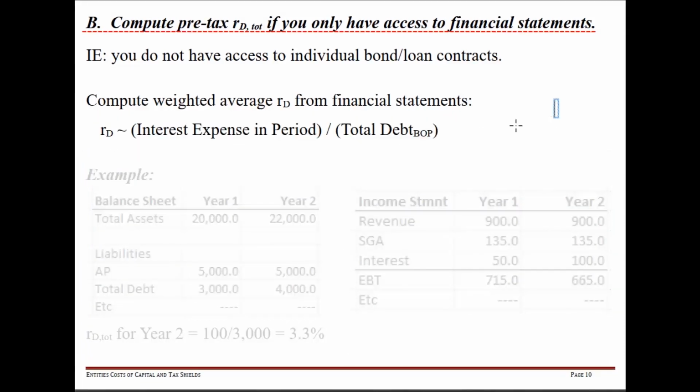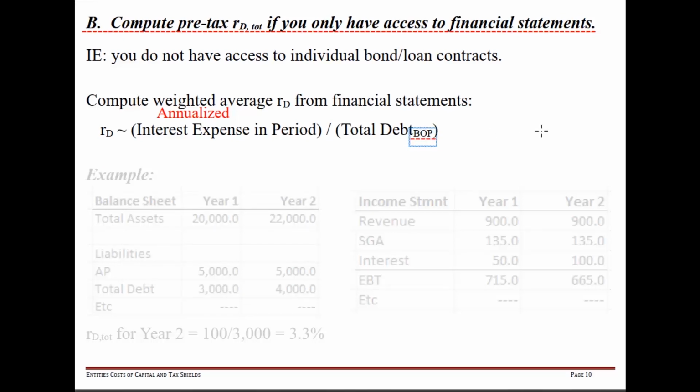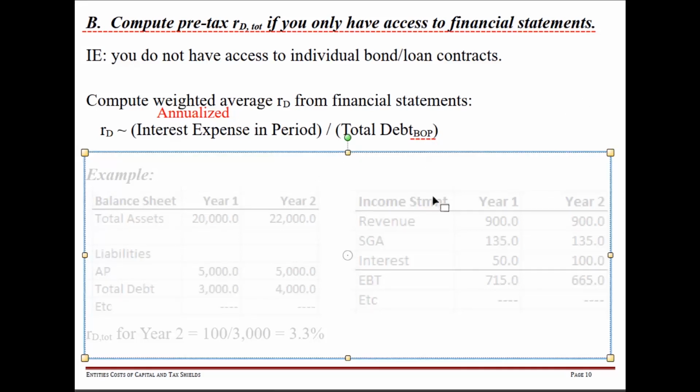And it's very simple. The pre-tax cost of debt capital, if all we have is financial statements, is we get interest rate, and you want this to be annual interest. You want it to be annualized, right? Measure time in years here. So I'll make that just to be super clear. Okay, annualized interest in the period divided by total debt, BOP. BOP is very important because this is answering the question, given the total debt you had at the beginning of the period, how much interest did you pay on that?